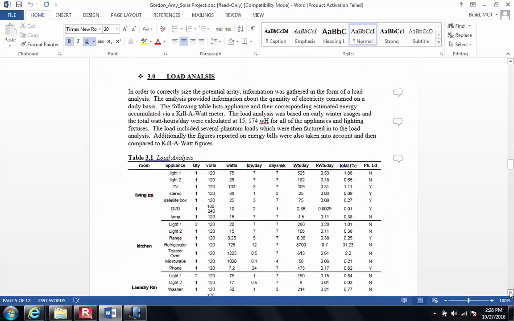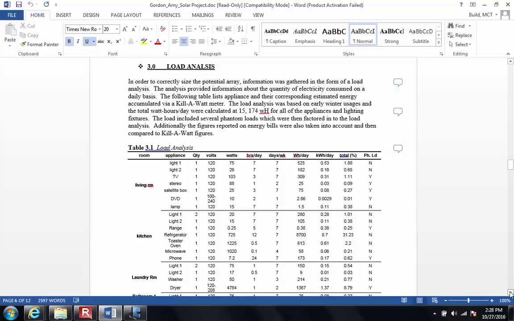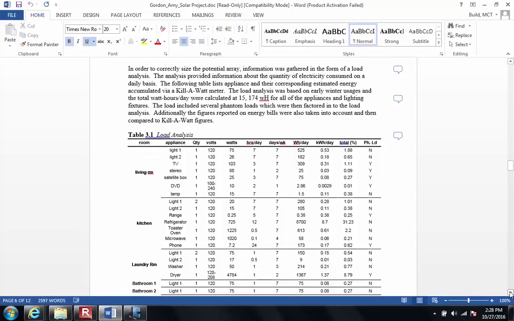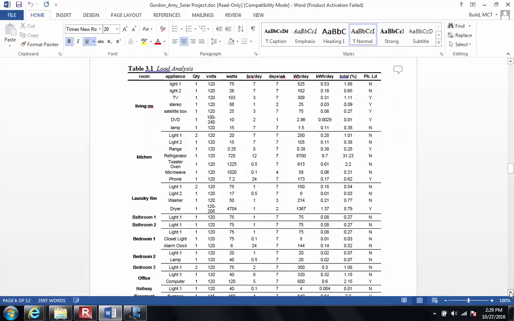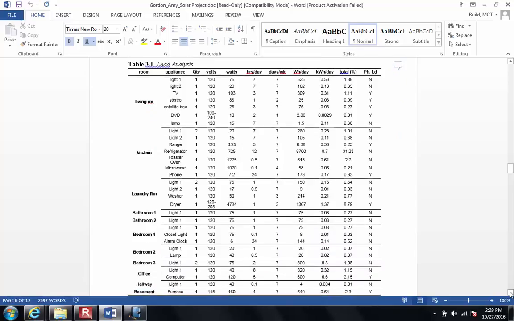Alright, load analysis. Now this is something basically the same thing you guys are doing with your utility bill. Only rather than taking a utility bill, that looks like she actually took a look at every appliance and fixture in the house and what they're using for electricity, broken down by room. It's pretty sweet.